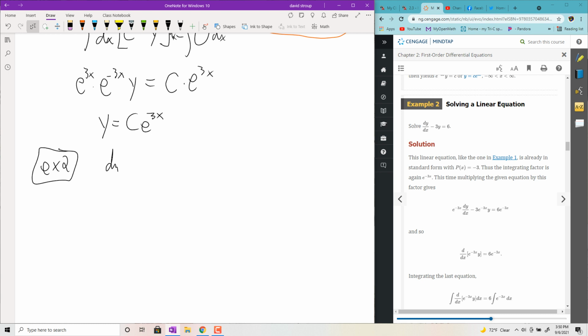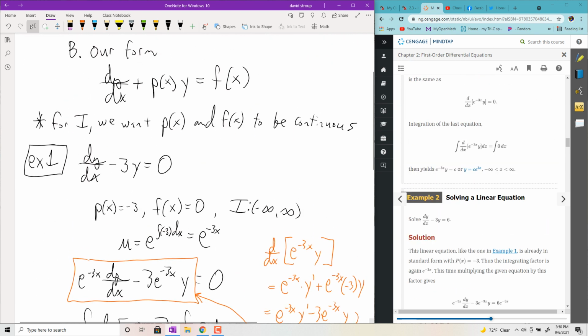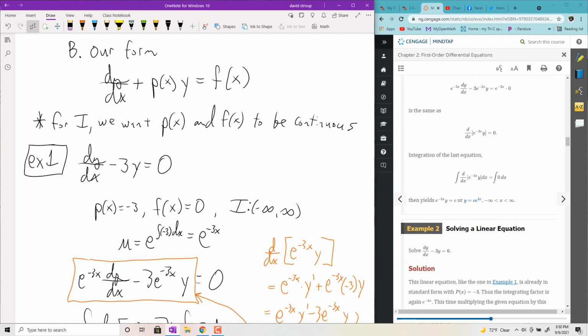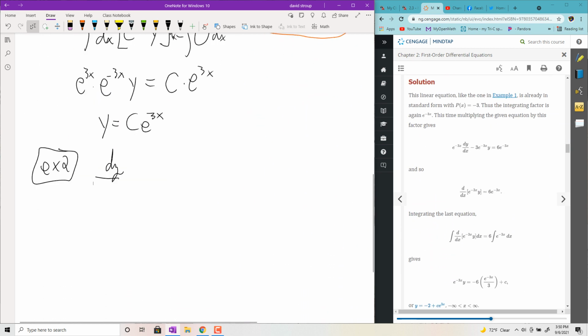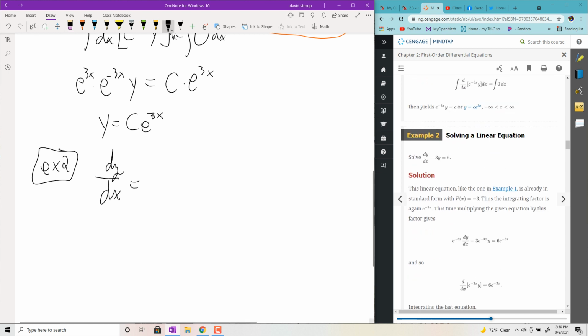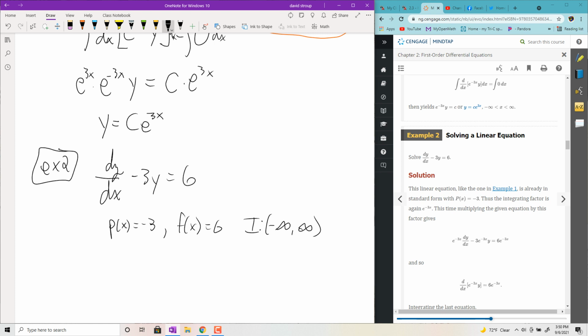Seems like we already did this one, right? It's just a little bit different in that there's a 6 on the right-hand side. It's a bit silly, right? That's the only difference, is a 6. Okay, so let's go at it. dy over dx, well, I guess minus 3y equals 6. So again, p of x is negative 3. f of x is 6. And so our interval of definition, we're going to make negative infinity to infinity.